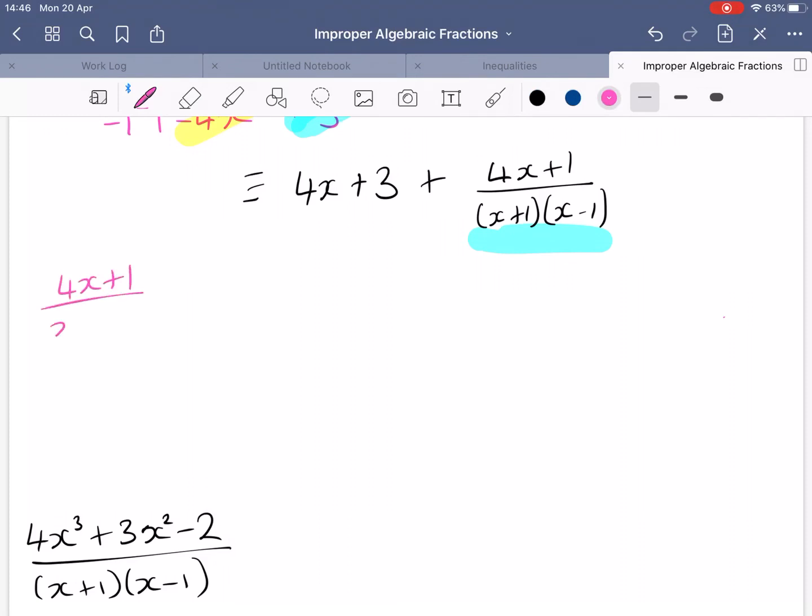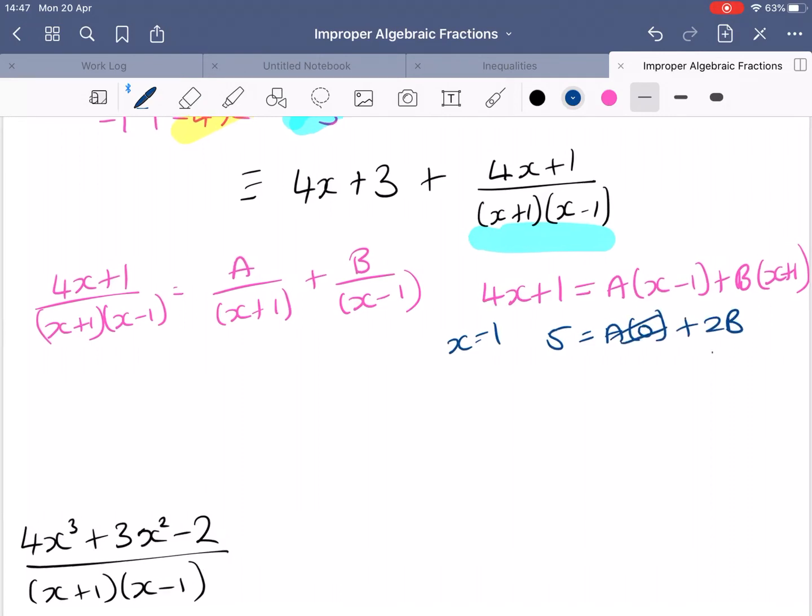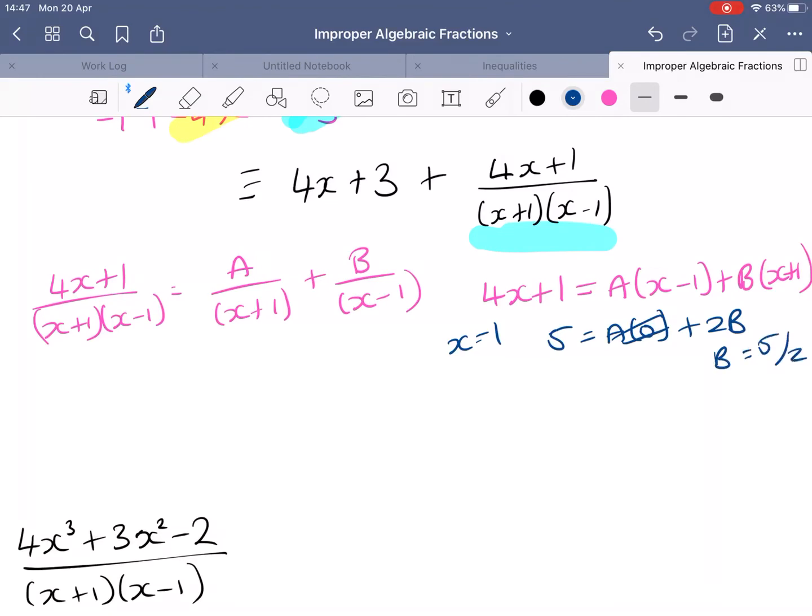4x plus 1 over x plus 1 times x minus 1 is going to be a over x plus 1 plus b over x minus 1. So my 4x plus 1 is going to be equal to a times x minus 1 plus b times x plus 1. What substitutions am I going to use? I'm going to say let x equal 1. 5 is equal to a times 0 plus 2b. So my b is going to be 5 over 2.